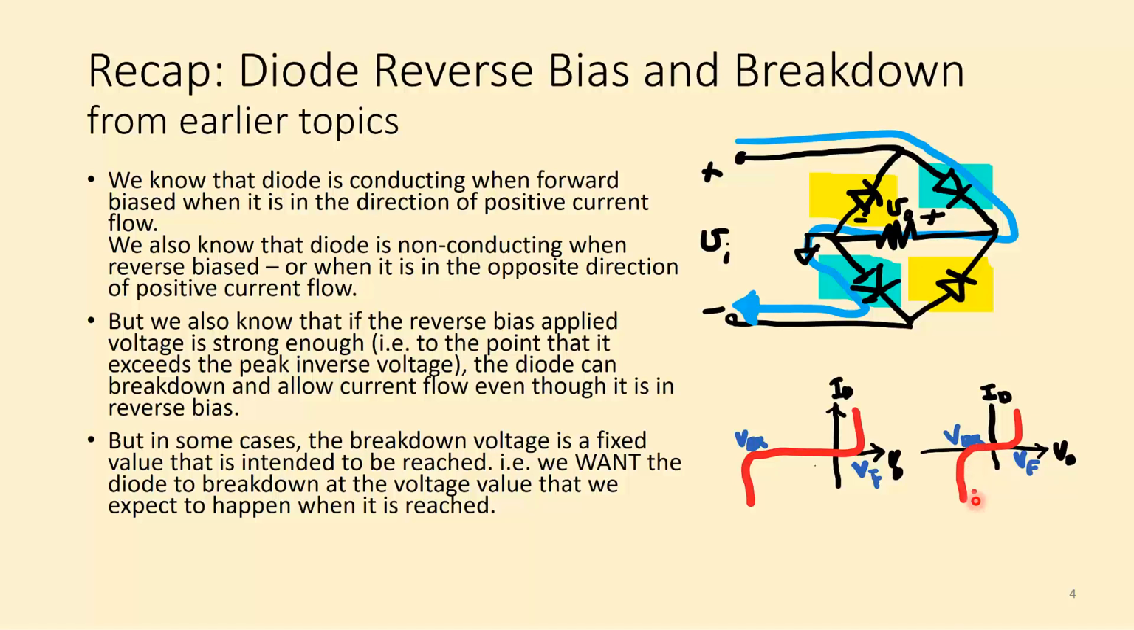As opposed to the breakdown in the full wave rectifier and half wave rectifier situation, where we do not want it to break down, so we use devices whose breakdown voltage is as negative as possible, in this chapter on the Zener diode regulator, we are handling diodes that we want to break down.